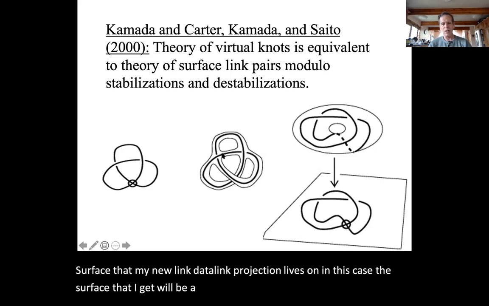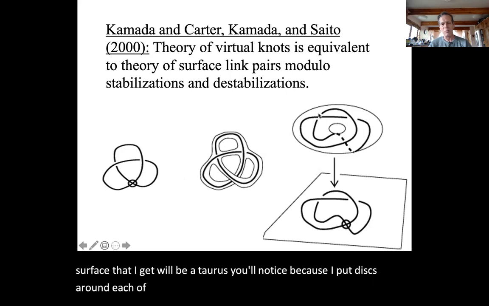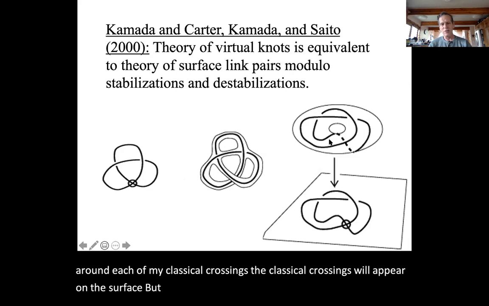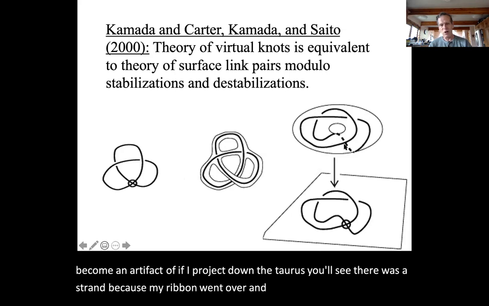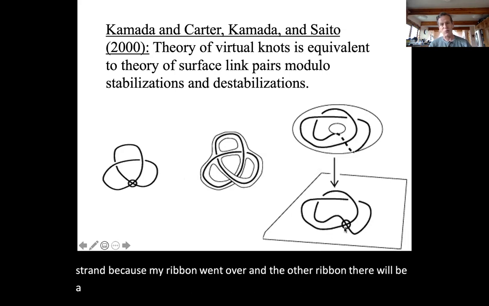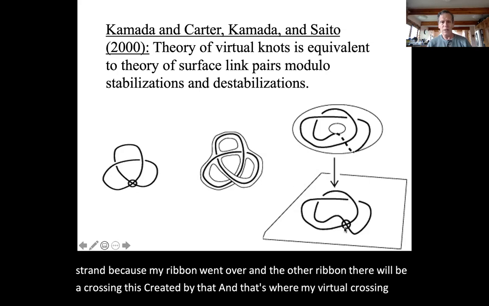You'll notice, because I put disks around each of my classical crossings, the classical crossings will appear on the surface, but the virtual crossings will not. The virtual crossings now become an artifact of, if I project down the torus, you'll see there was a strand. Because my ribbon went over the other ribbon, there'll be a crossing that's created by that, and that's where my virtual crossing comes from, okay?